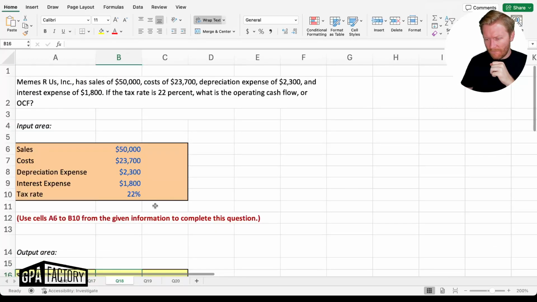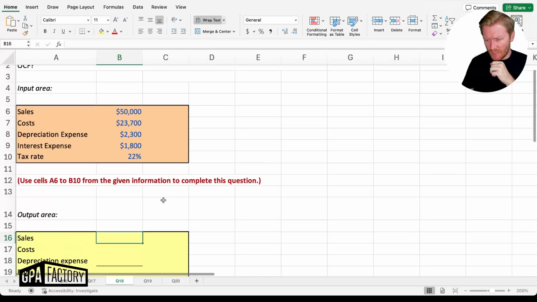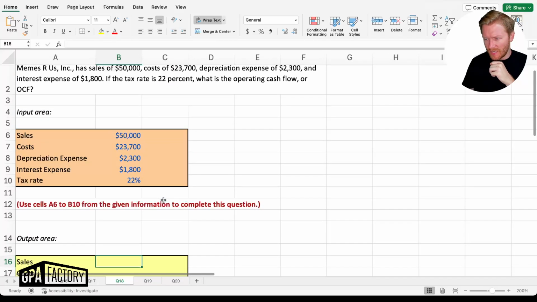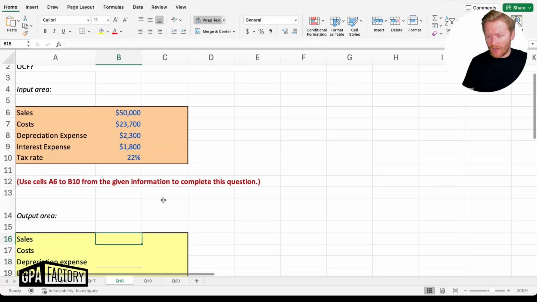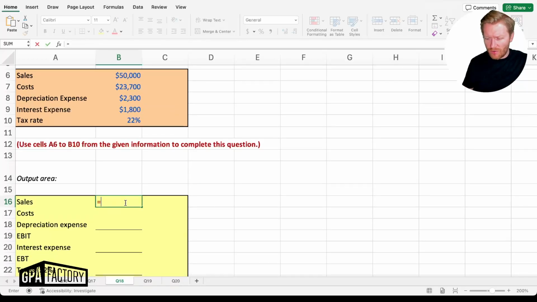Moving right along. Here, kind of the same sort of idea. It says ultimately, what is the operating cash flow? And this is again one where there's actually a couple different ways that we could solve for this, but we're going to try it one way, and then I'll tell you the other way that we could solve for it as well. But here we're starting with sales.